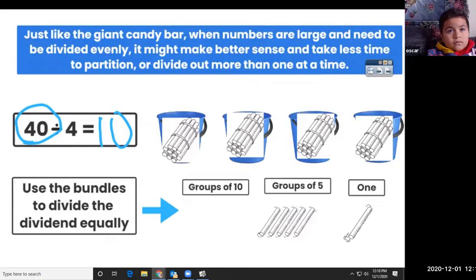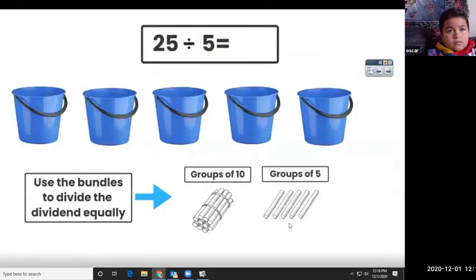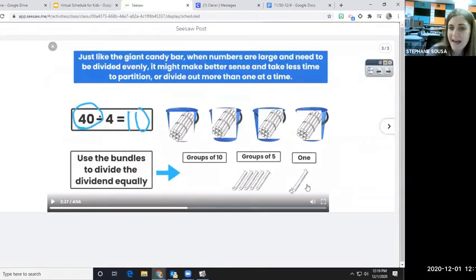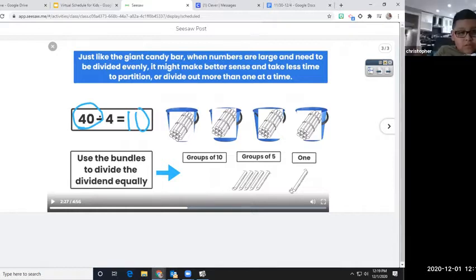Okay, let's try another one like that. Are there any questions about why she chose to use tens as the fastest option? Any questions about that? Christopher. It was not a question. Oh, okay. Aiden G.